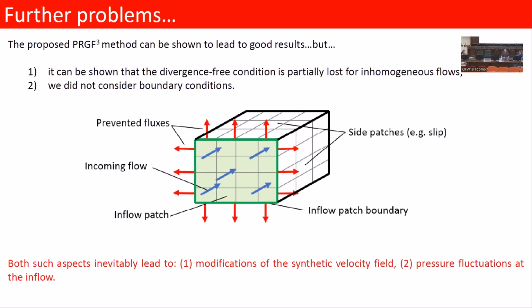Because the synthetic turbulence you generated doesn't respect the boundary conditions. So if you go to the boundary of your inflow patch, you will see that you might have some velocity components that, for example, let's assume that the side patches are symmetry or a wall. You cannot have a velocity component normal to that wall, but your synthetic flow usually doesn't know about it. And so you want that component, but you cannot generate it. And this will create pressure fluctuations again.